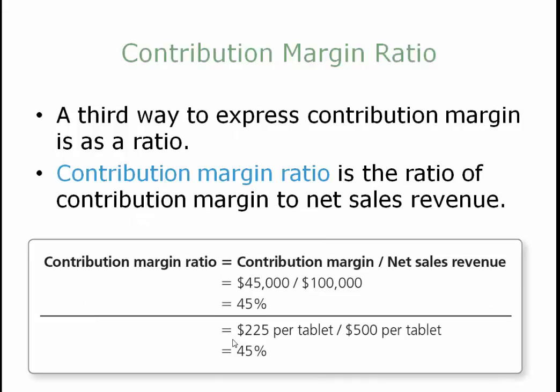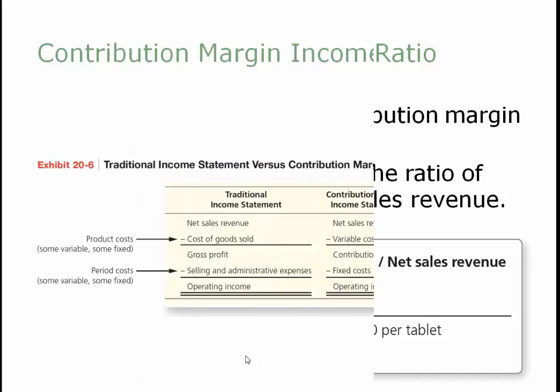And we can also look at it as a contribution margin percentage or ratio. You can do it in both ways: in pure dollars, 45,000 divided by 100,000 gets you 45%, or 225 divided by 500 gets you 45%. That says for each dollar in sales you have, you are generating 45 cents of contribution margin that you will use to cover your fixed costs.